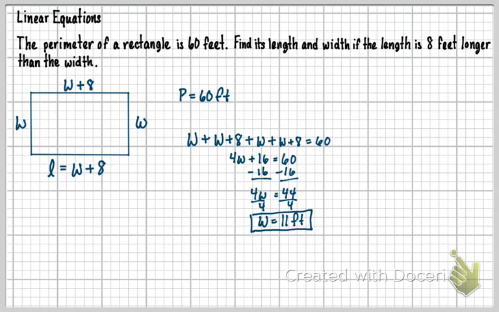Okay, so I'm not done yet. I just found the width. I still have to find the length. Okay, so to find the length, I have my equation right here. Remember, my L equals W plus 8. So that means my L is going to equal 11 plus 8. So then my L equals 19 feet. So there's my answer for the L. So now I've answered this question completely.